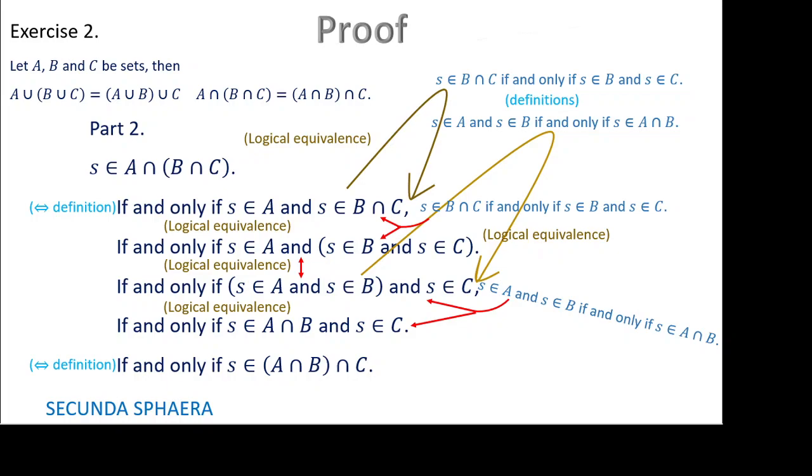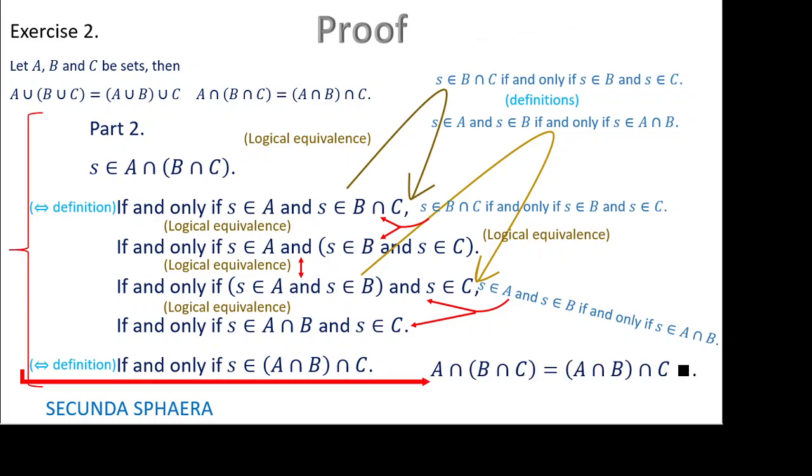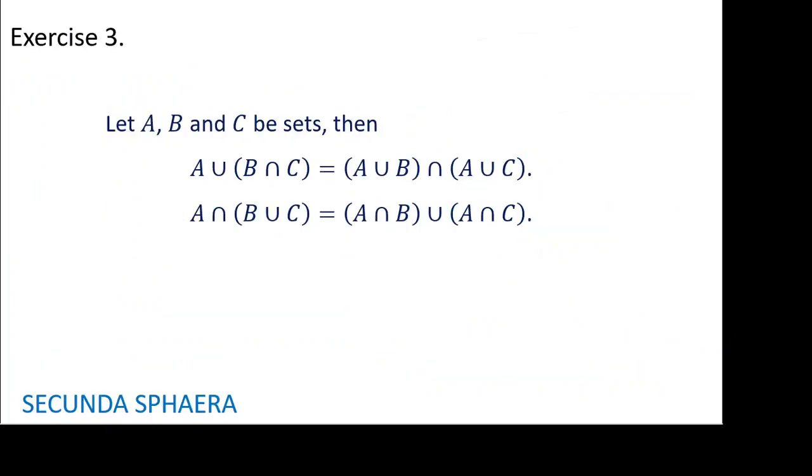And this already is an entire argument connected only by equivalences. So this already gives us the equality that we want: A intersection with B intersection C is equal to A intersection B with intersection C. Okay, moving on to exercise number 3.